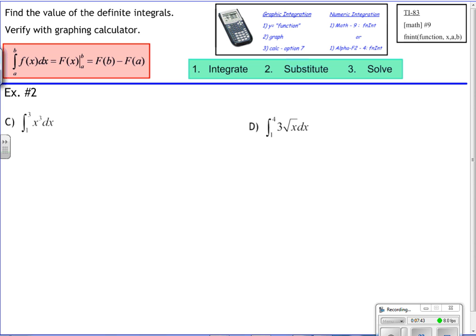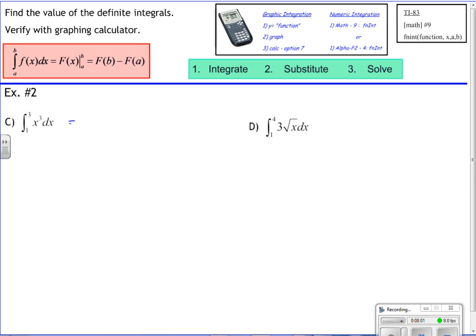Down below, I have several that we can go through. I would like you to get your calculator out because I'm going to show you how to calculate definite integrals on your calculator. So you can use that as a verification. Let's do this first problem here.